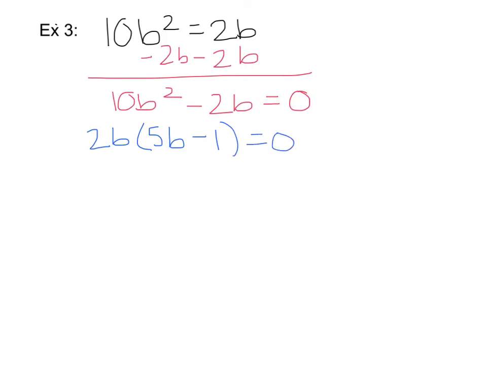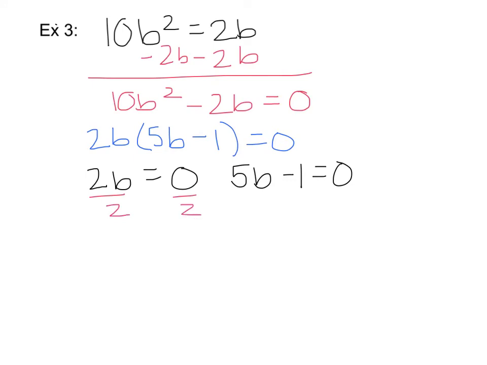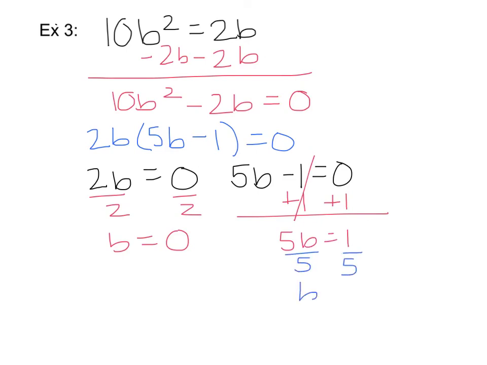So now use your zero product property, set the 2b equal to 0, set the 5b minus 1 equal to 0. So to get rid of that 2 that's out in front, I would divide, and 0 divided by 2 gives me that b equals 0. To move the negative 1 to the other side, I add it. So that gives me 5b equals positive 1. To get rid of your 5, you divide it. And so b equals 1/5.